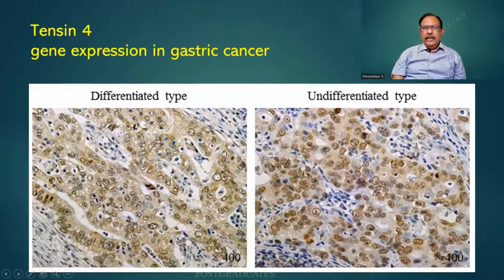This is a beautiful set of pictures again. It is a gastric carcinoma. In one, I'm finding that there is a close adhesion. Though it is a malignancy, there is some kind of orderliness in which I find that the tensin is still intact. But probably with further loss of it, when it is undifferentiated, see the chaos that happens. You find that the cells are loose, they become dispersed, and they infiltrate elsewhere. So this gene expression can be used to study the aggression of a malignancy. Tensins.